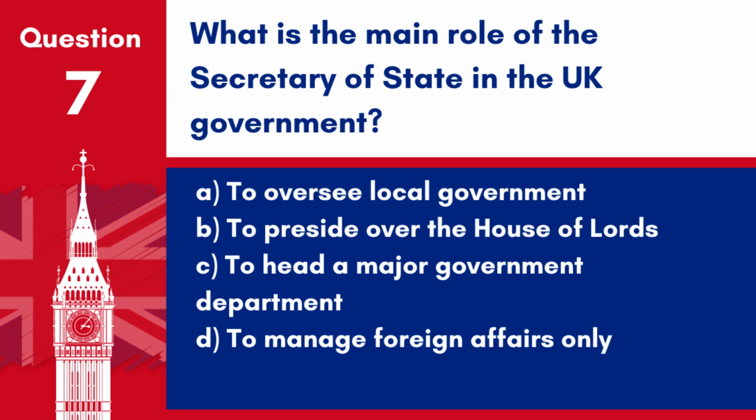Question 7. What is the main role of the Secretary of State in the UK government? A. To oversee local government. B. To preside over the House of Lords. C. To head a major government department. D. To manage foreign affairs only. Answer. C. To head a major government department. Secretaries of State are senior ministers in charge of specific governmental departments.